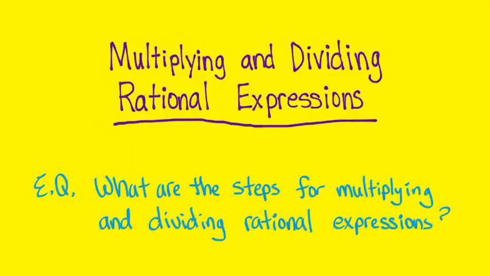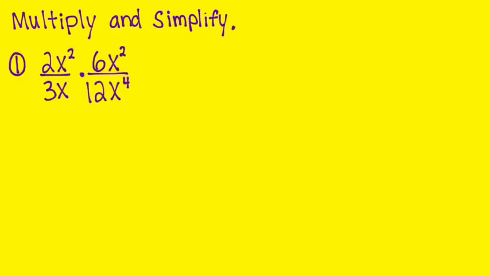Hello, my algebros. We are looking at just multiplying rational expressions. We're going to break this into two parts. So this will be part one of this part of rational expressions that we did. And we're just looking at multiplying and simplifying our rational expressions.